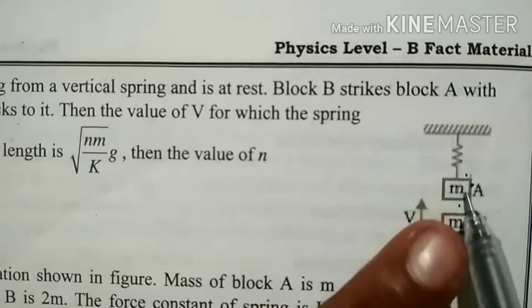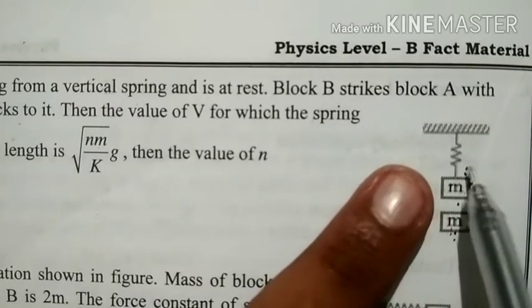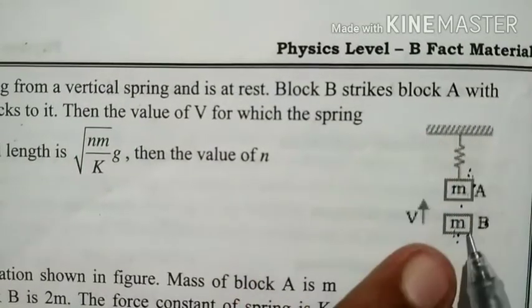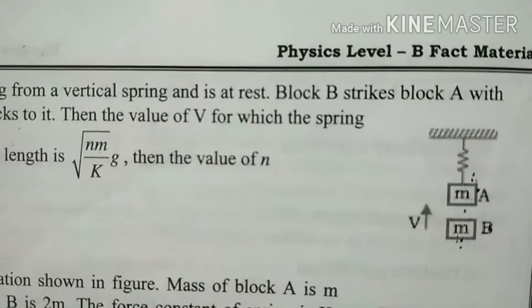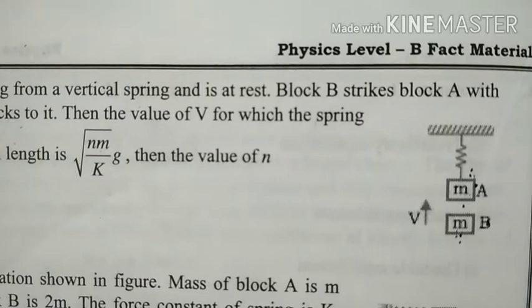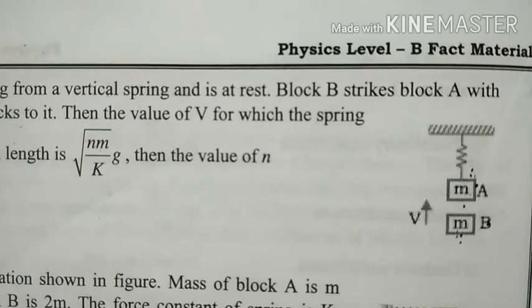Then what happens? It will go to its natural length. So kinetic energy must be equal to potential energy. Then I think we will get the answer. So we will try it. So this is the first condition.